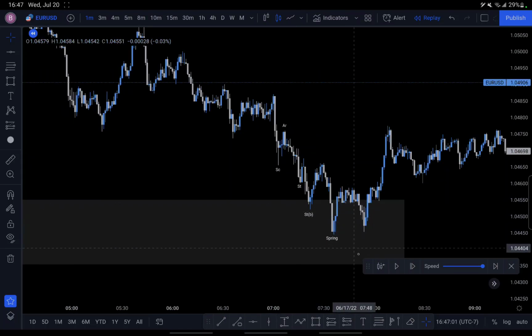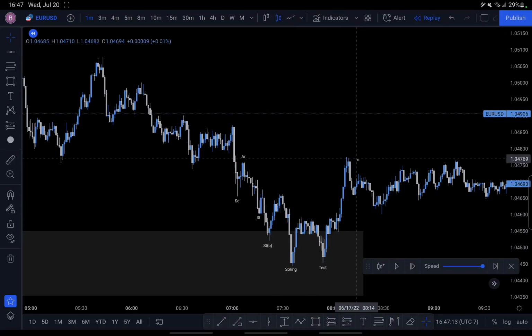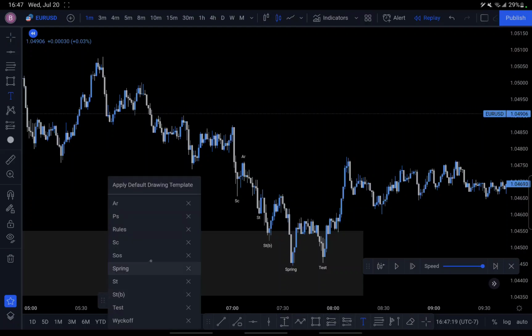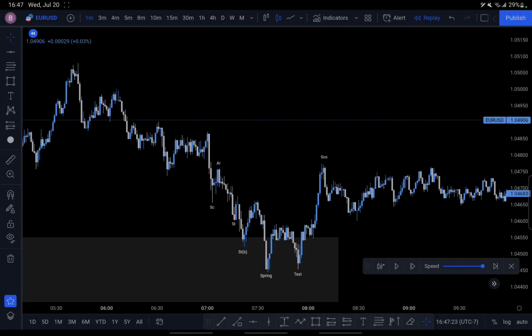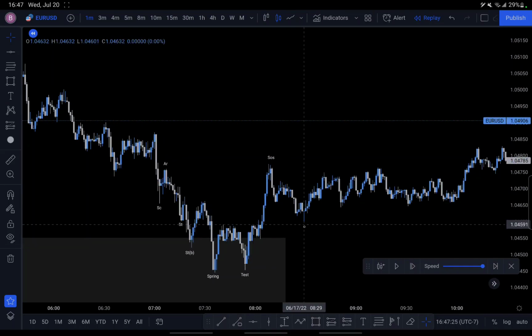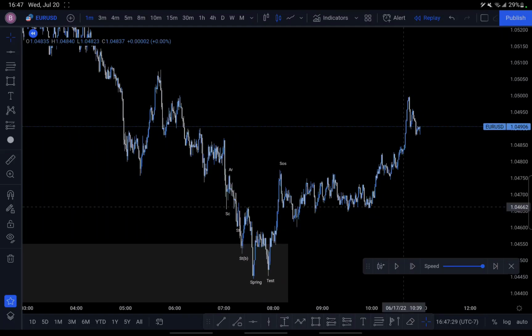Okay, here's our little demand zone here. Price breaks out of it, trades back into it, tests it here. Let's label our little test before taking price higher, breaking structure here, creating our sign of strength. Okay, probably last point of support before taking price even higher.